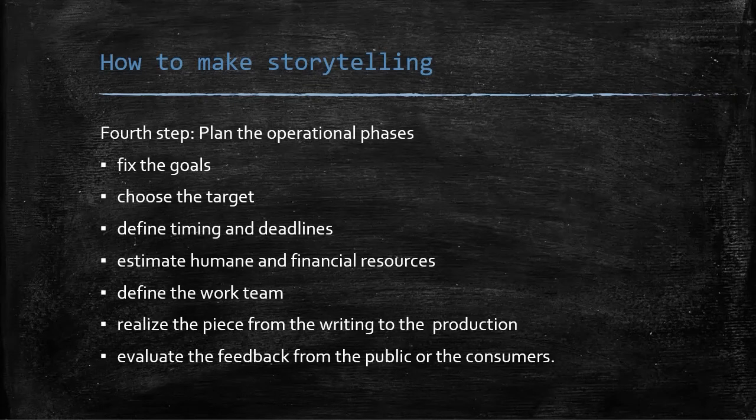How to make storytelling. Fourth step. Plan the operational phases. Fix the goals, choose the target, define timing and deadlines, estimate human and financial resources, define the work team, realize the piece from the writing to the production, evaluate the feedback from the public or the consumers through the parameters of identification and the viral effects.